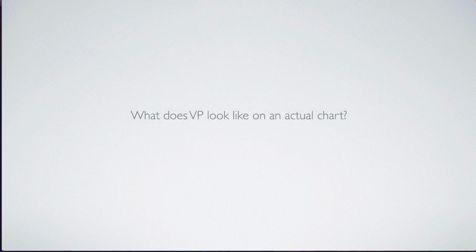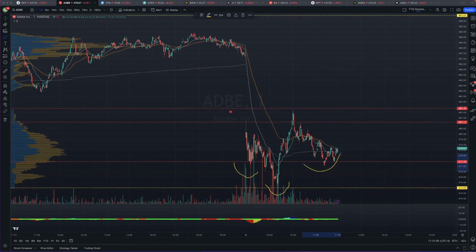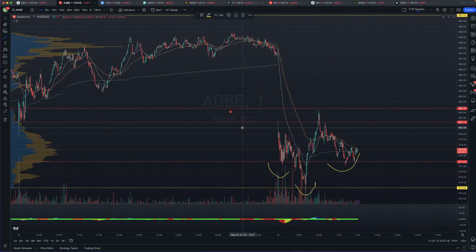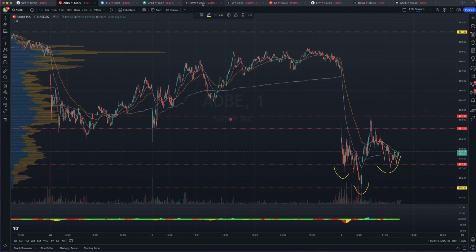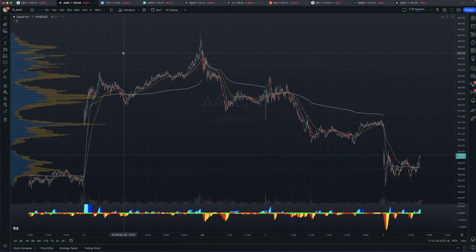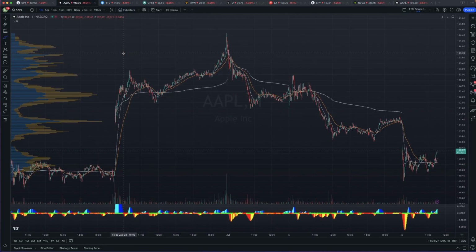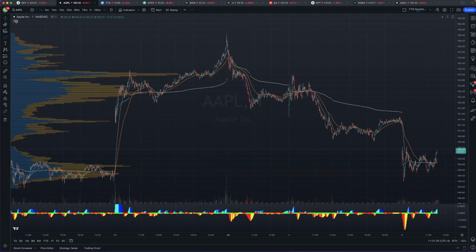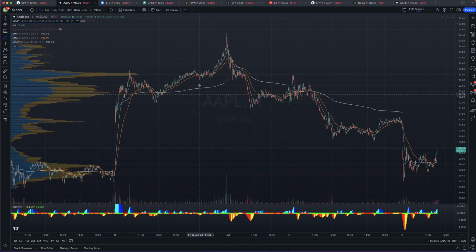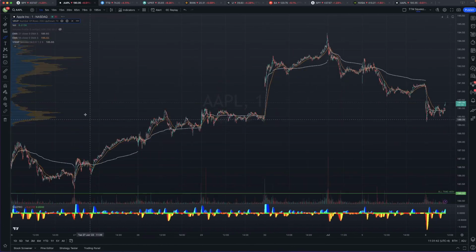And so what does VP look like on an actual chart? So let's go look at an actual chart. Okay, so when we're looking at actual charts, let's look at Apple. There's not a lot of lines here on Apple that I've already pre-drawn, but let me make that a little bit smaller. Let's go maybe 30%. You can see here, we have lines on the left here.